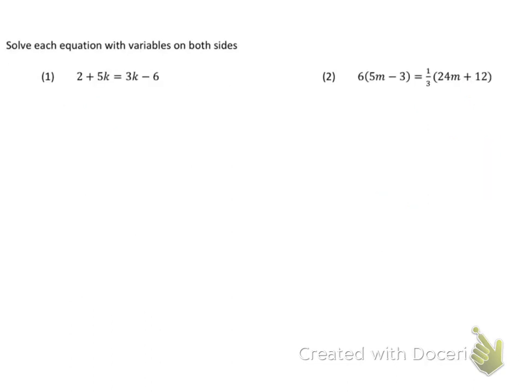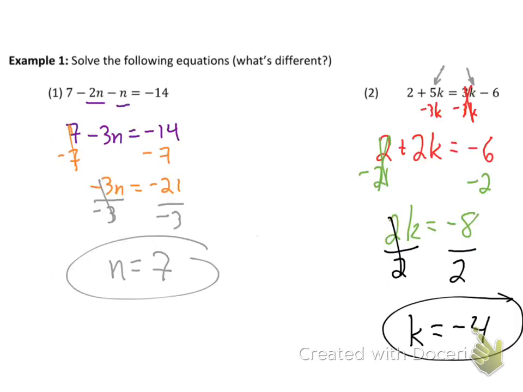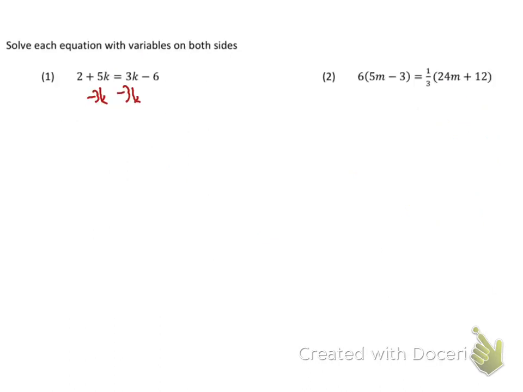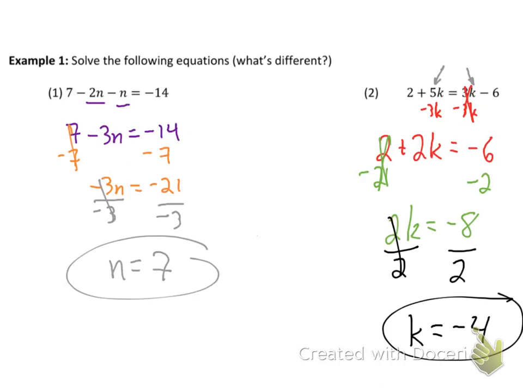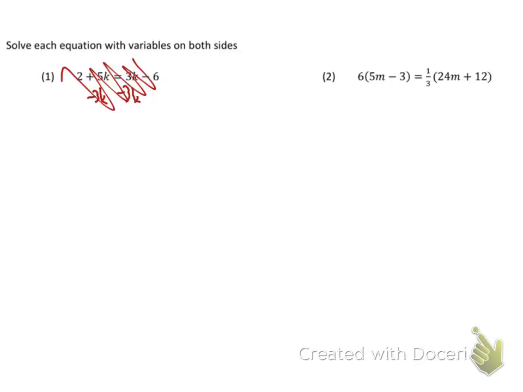So let's do a couple more examples. If I were to get the variables on one side here, I'm going to subtract 3k. Actually, hang on. This is the same example as number 2 over here. Okay, so no need to do that twice. Just the same as example 1, number 2.